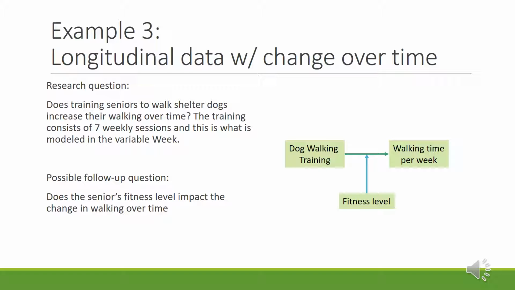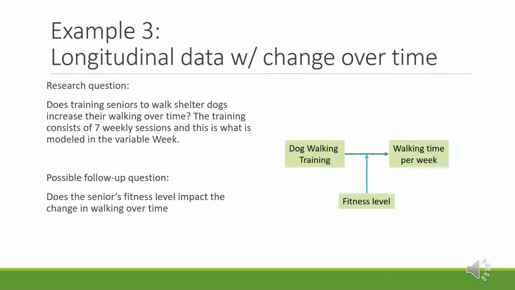So this is example 3, and this is more of a traditional growth model. The research question here is, does training seniors to walk shelter dogs increase their walking over time? The training consists of 7 weekly sessions, and the time variable is week in this case. So we're looking at whether, with more training on walking dogs, the seniors are walking more. And then there's a possible follow-up question. Does the seniors' fitness level impact the change in walking over time?